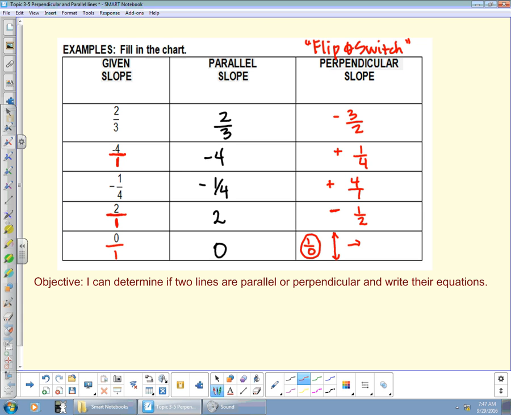And so we know that the slope of that is undefined. Okay. And if you think about it, anything that has a slope of 0 is going to be a horizontal line. And the only way you can have a line perpendicular to a horizontal line is to have a vertical line. And we know the slope of a vertical line is undefined.